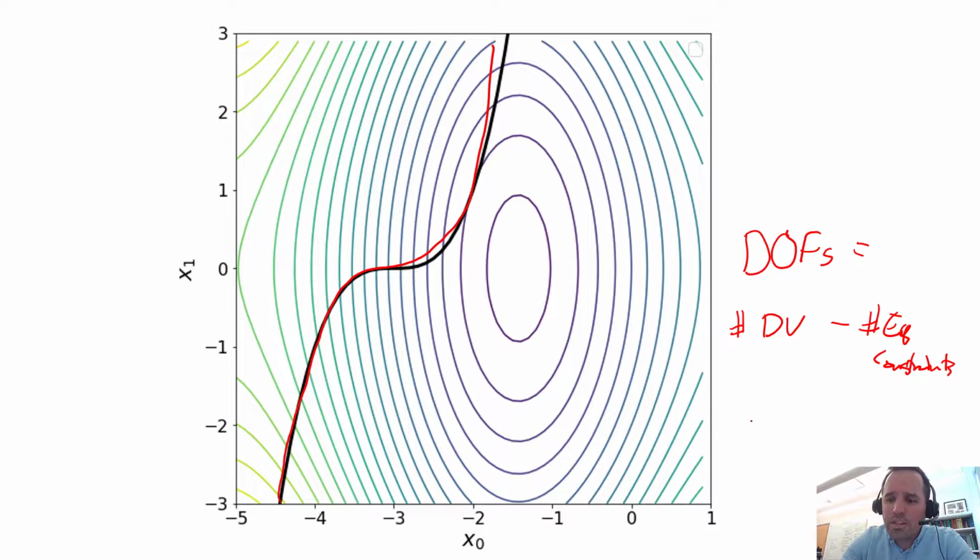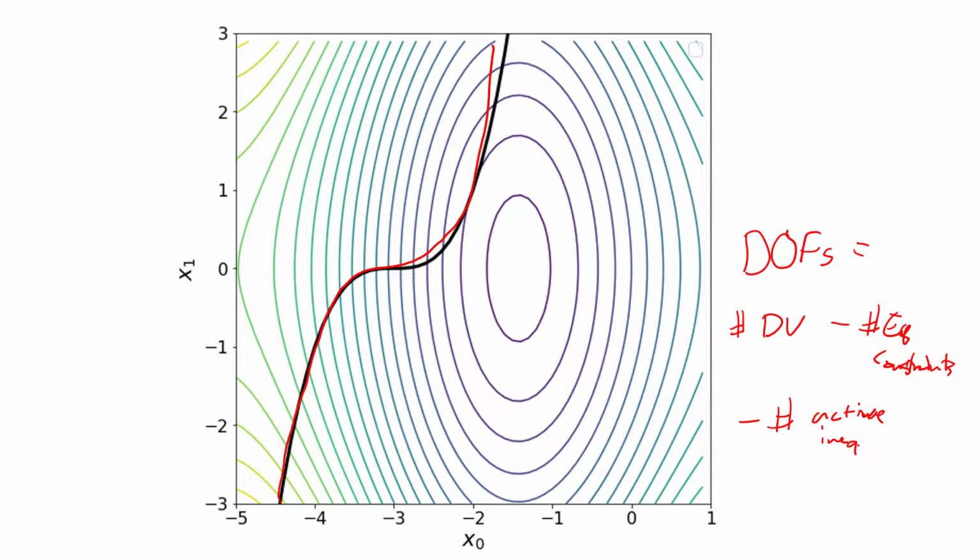And we can also consider the number of active inequality constraints. So in this particular problem, we can no longer vary x0 anywhere along this axis. Rather, all of our solutions have to be found along this equality constraint line. So we can vary our solution anywhere along this line and search for an optimum.